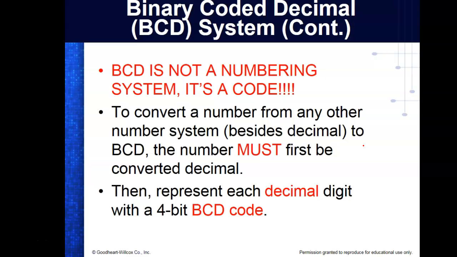It's a code. Notice I've put this down here in red several times. BCD is not a number system. It's a code. It technically has no weight. It's a code, right? Y'all understand that? Yes or no?